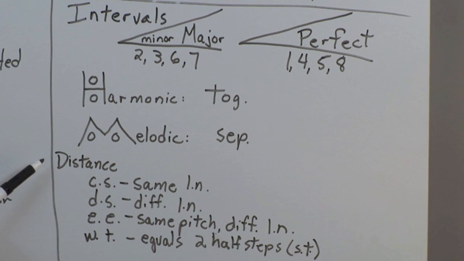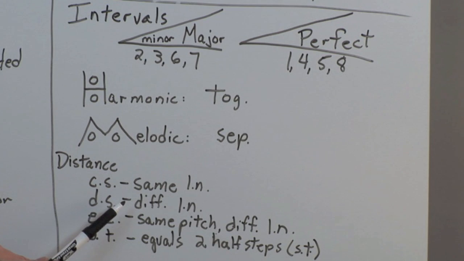Finally, the word distance. Now remember, a half step is also called a semitone, and a whole step is also called a whole tone. Use the abbreviations as follows. For chromatic semitone, write CS, same letter name, just use the LN for letter name. Diatonic semitone, different letter name. Enharmonic equivalent, EE, same pitch, different letter name. And finally, whole tone, WT, equals 2 half steps, ST.